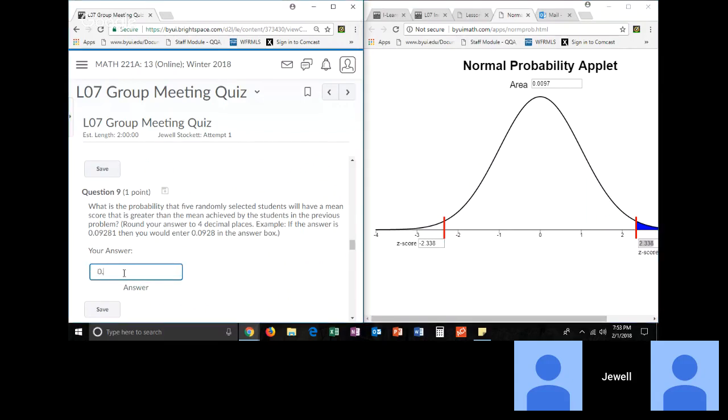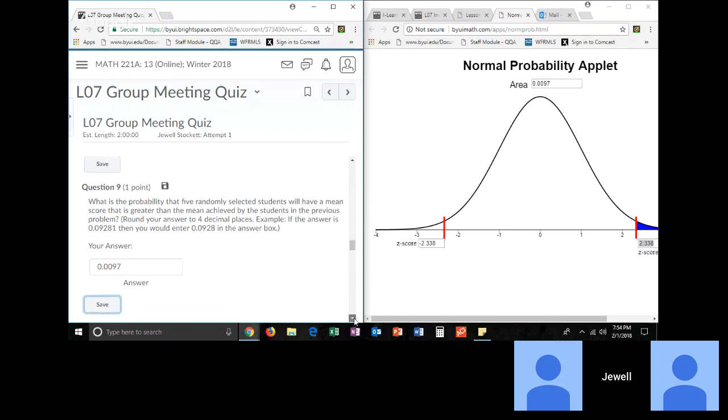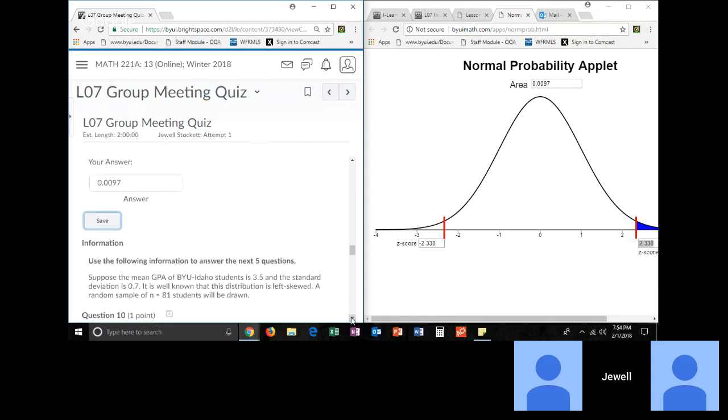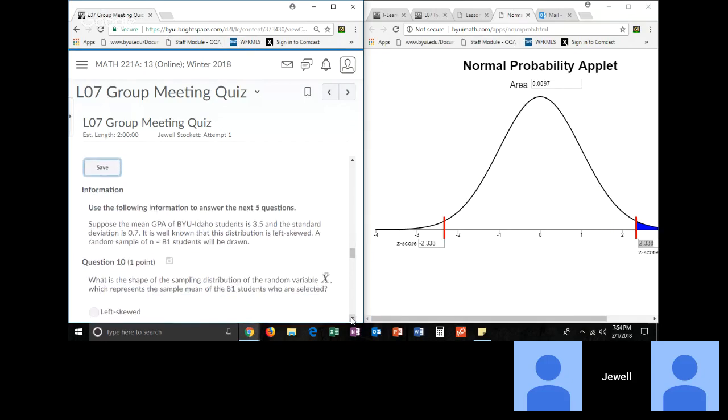So do you highlight the right-hand side of it and then put in the z-score at the bottom right? Yeah. So I got 0.0097. Is that what you said again? Yes. Okay. Perfect.